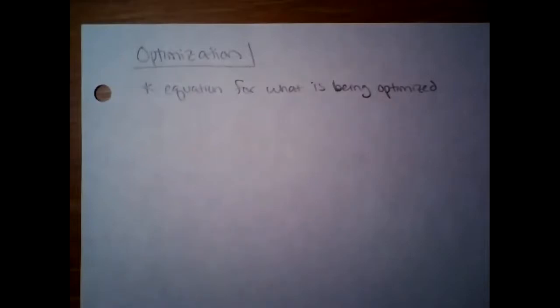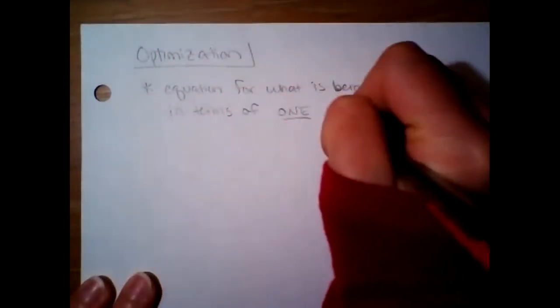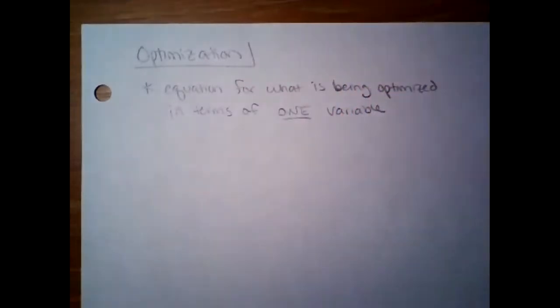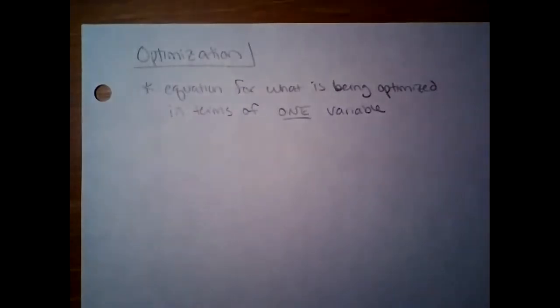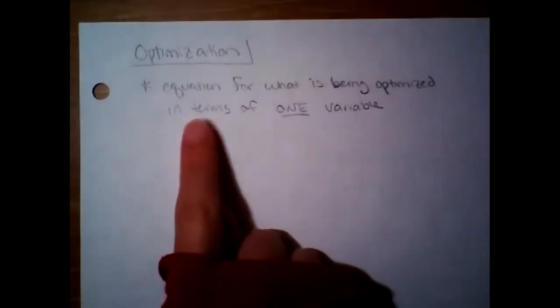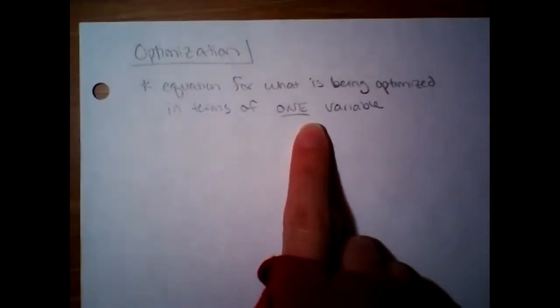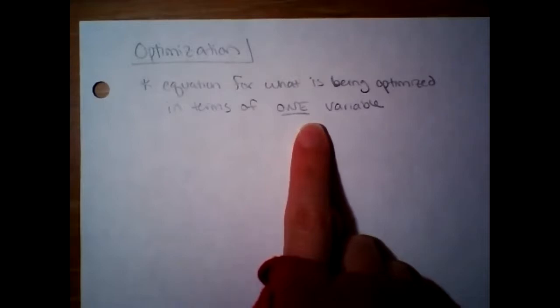You're going to get an equation for whatever's being optimized in terms of one variable. What that means is, if you have y equals, then you can only have x's on the other side. You can only have one other variable. That's what makes this simpler than related rates. So you may have to do a substitution to get that to happen. Oftentimes you do. So it's basically just a whole big bunch of algebra. If you're comfortable with algebra, you're going to be totally fine.